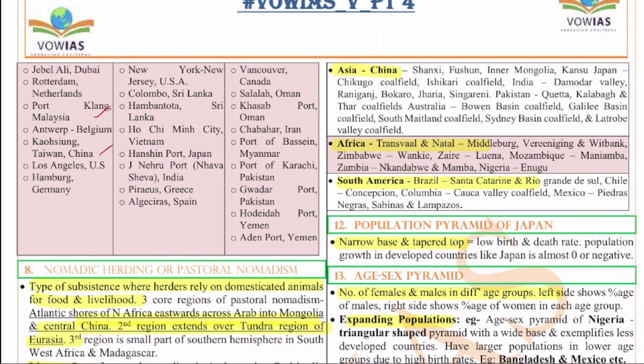Next, the Colombo port in Sri Lanka, the Hambantota port also in Sri Lanka, Ho Chi Minh City in Vietnam. This is also an important port. And the Hanshin port in Japan, Jawaharlal Nehru port in Mumbai, India. Next we have Vancouver in Canada, the Khasab port in Oman, the Chabahar port in Iran, the port of Bassein in Myanmar, the port of Karachi in Pakistan, the Gwadar port also in Pakistan, and so on. So these are the major important ports that we need to remember.